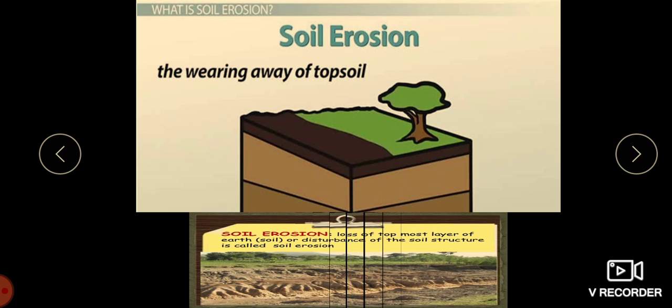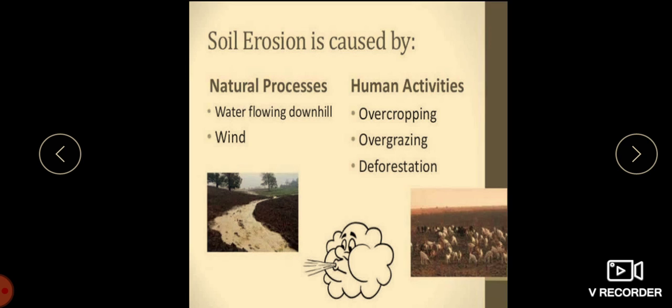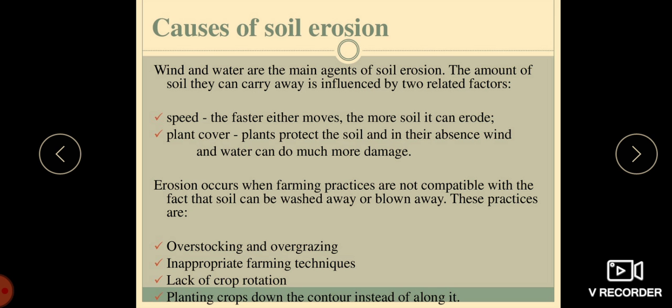So what might be the causes of soil erosion? The causes of soil erosion are of two types. One is the natural process and another one is human activities. The natural process is the water flowing downhill, and the wind. And next is human activities: overcropping, overgrazing, deforestation, shifting cultivation, faulty methods of cultivation, and use of the top layer of the soil for making bricks. So these are all the causes of soil erosion. For every problem there is a solution. Now let us move on to the effects of soil erosion.